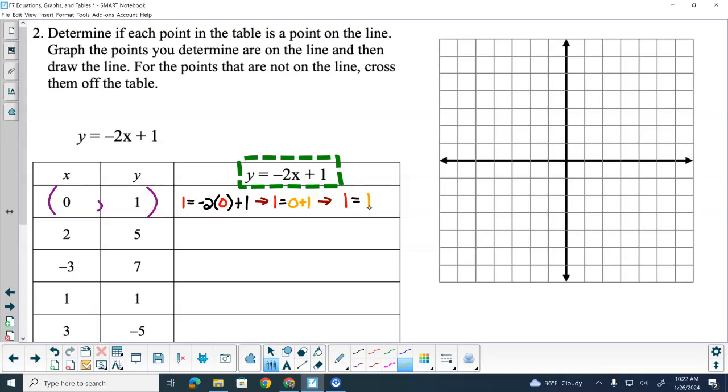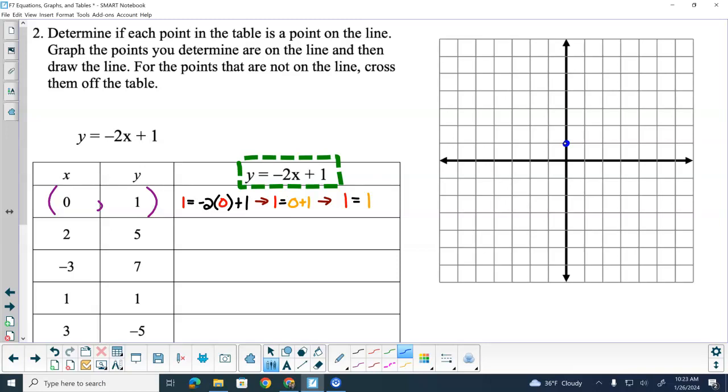So I can then plot this point: 0 would be left and right nothing, up 1 puts me right there. Notice that I don't have a label for this point. I am just what is called plotting these points. Okay? I'm just going to plot those points now if they are on the line. They give me a true statement.